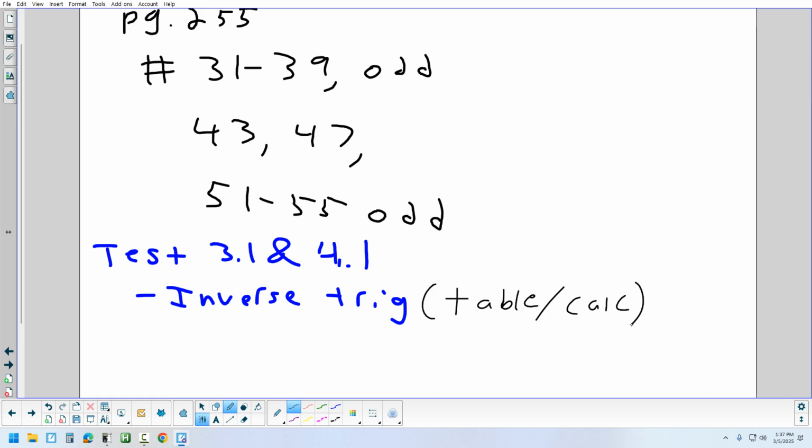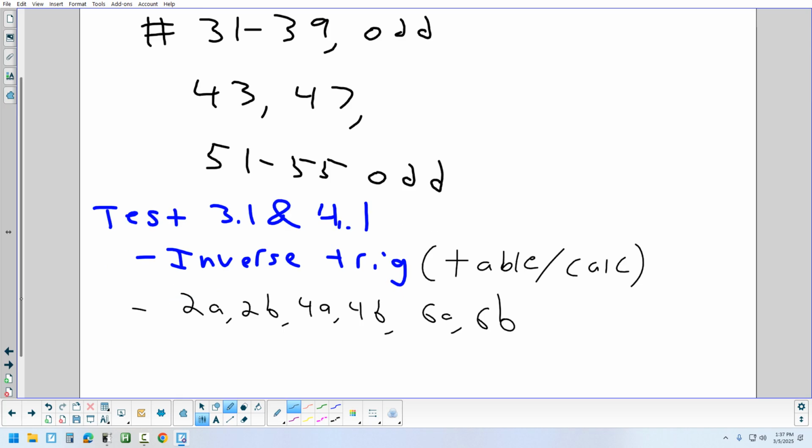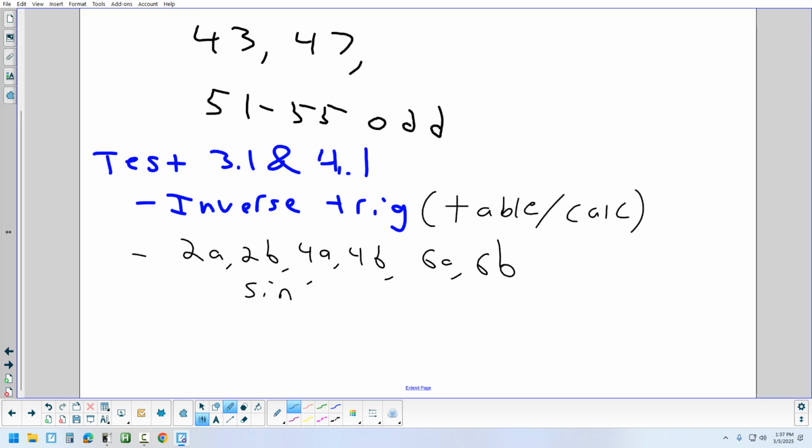Let's see, so that pretty much covers 3.1. You should know the formulas when the inverse trig and the regular trig cancel out. So those are the formulas, we'll just call them 2a, 2b, 4a, 4b, 6a, and 6b. So they look something like this. Sine inverse sine of x equals x. Okay, and we had 5 other ones that look like that. So we did those yesterday.